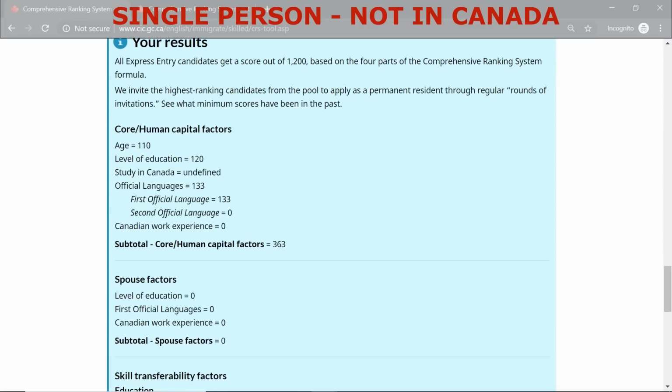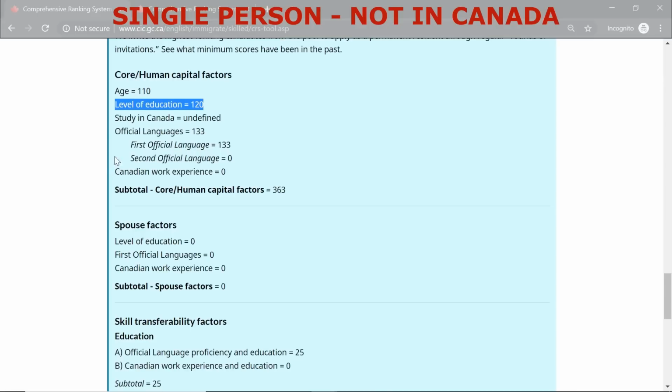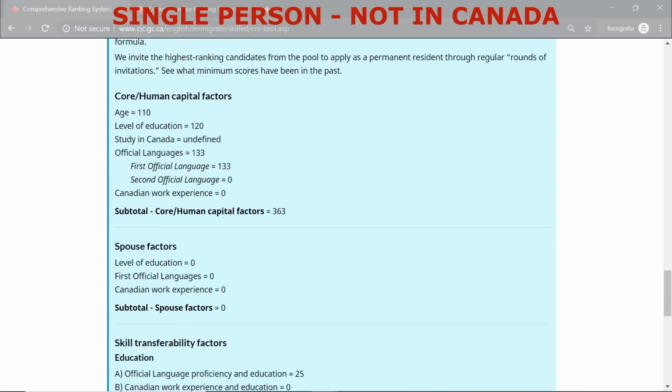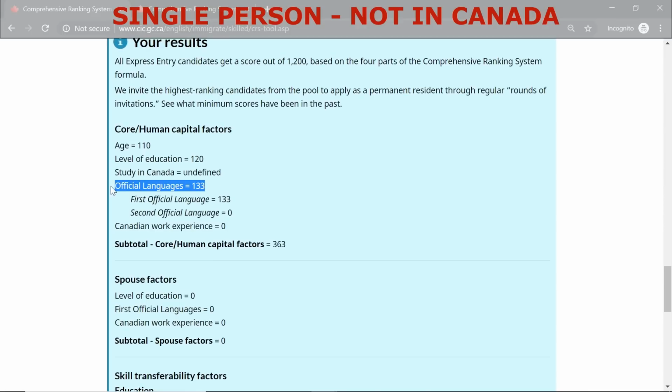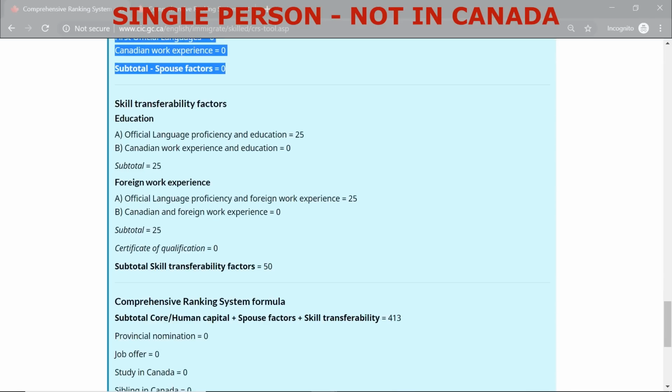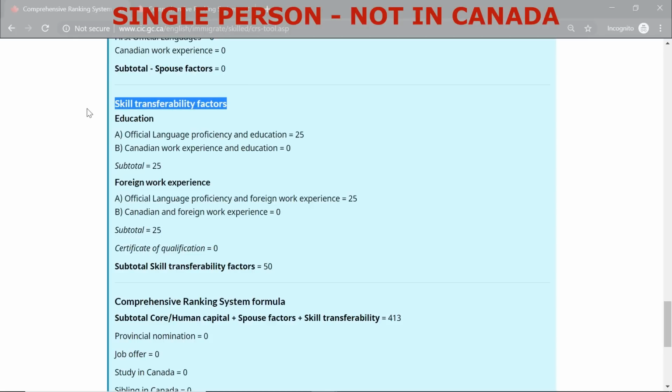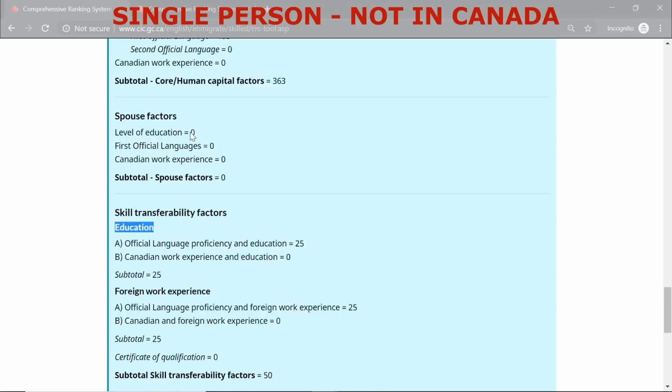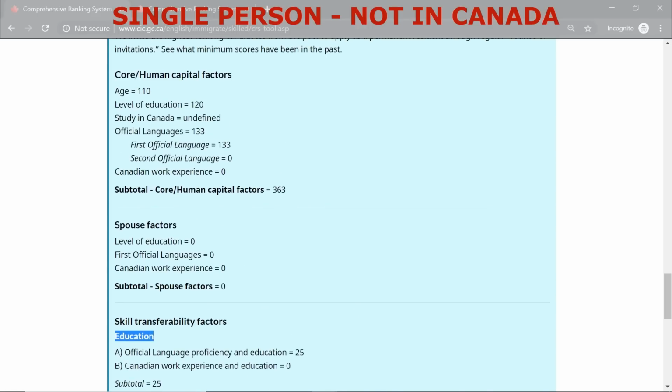So level of education: because you have a bachelor's degree, you got 120 points. You didn't study in Canada, so your official language, because I put the lowest score, I think I put 1 down, so you could get more than this. And you don't have any spouse because you're single, and skill transferability. Now, if you want to increase your score and you didn't get the maximum amount of points in your English test, it is so much more important than just the English test. Okay, so here is the English test score, 133.